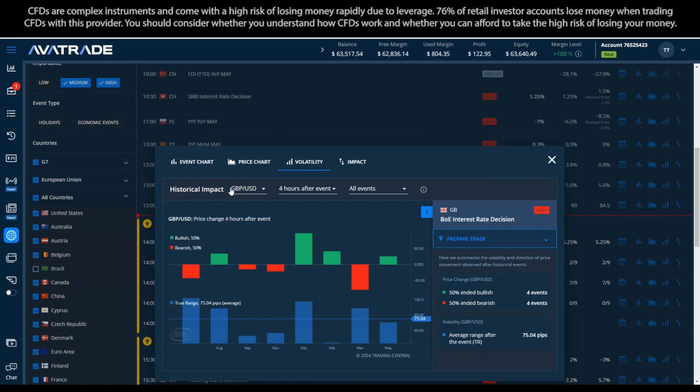I can pick my currency pairing. I'll leave it on GBP USD. I can pick time frames after the announcements that I want to measure the movements. For now, let's leave it on 4 hours after the event. And then I can look at all of the events at once, which I don't see any advantage. 4 went up and 4 went down.